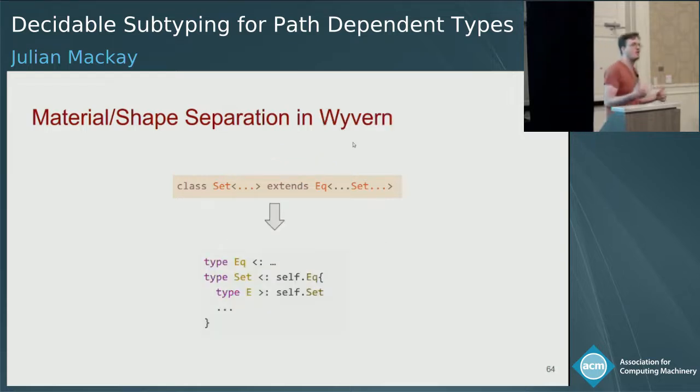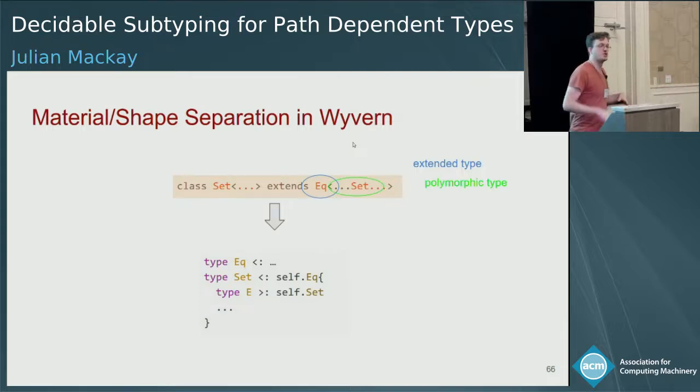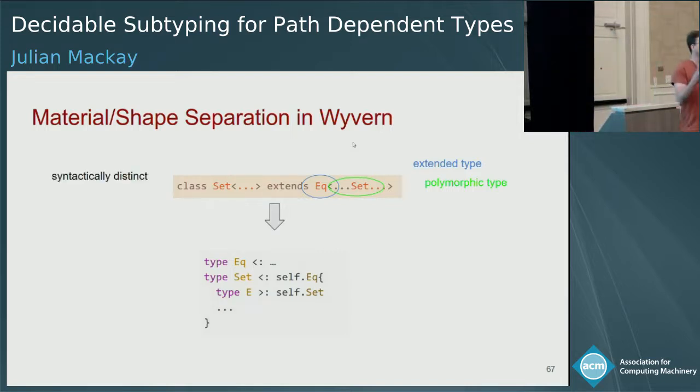Now we want an analog for Wyvern, right? And this is where it gets a bit more complicated. We go back to our old encoding from Java down to Wyvern, and we look at the usages of these types. EQ is used as the extended type in this definition. Set is used over here in the polymorphic usage, completing the recursive definition, right? Critically, these usages are distinct. You can obviously see the difference between a usage of an extended type in EQ versus a use in a type parameter. These are very distinct syntactically.